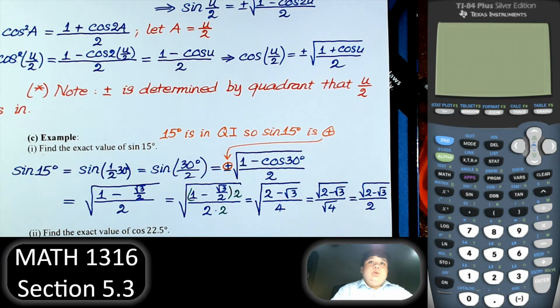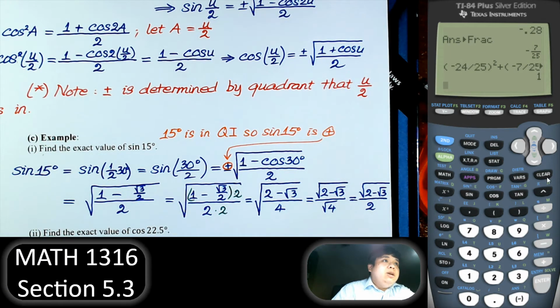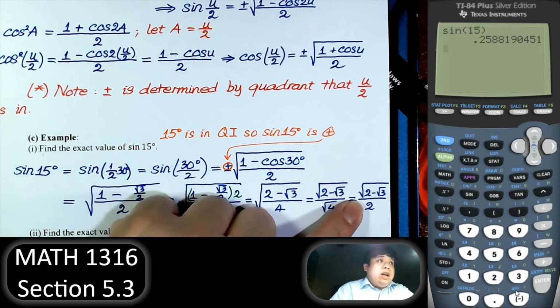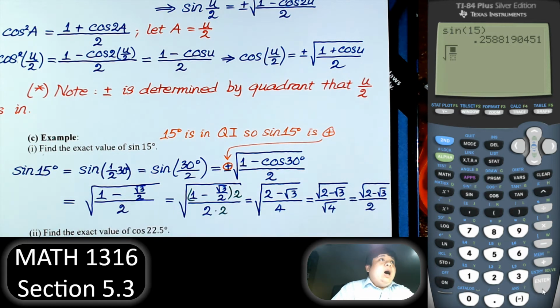Right. A way to check this is to put the calculator in degree mode, and compute sine of 15 degrees. And now we enter this, the square root, as a fraction of 2 minus square root of 3. This should be the same. Of course, it's not the same because I entered the wrong one. Okay, once again, this one. The fraction at the bottom is 2 though.